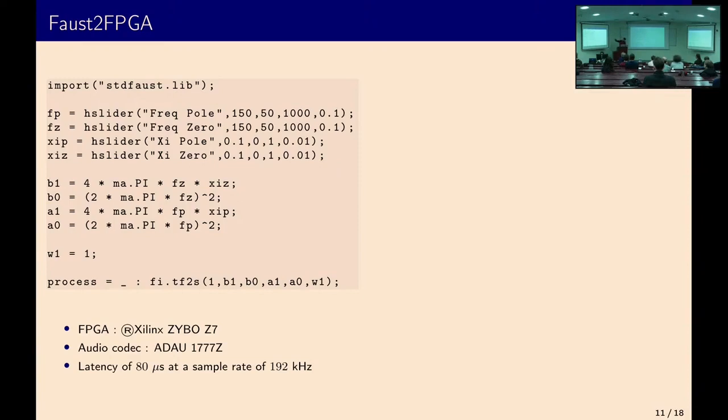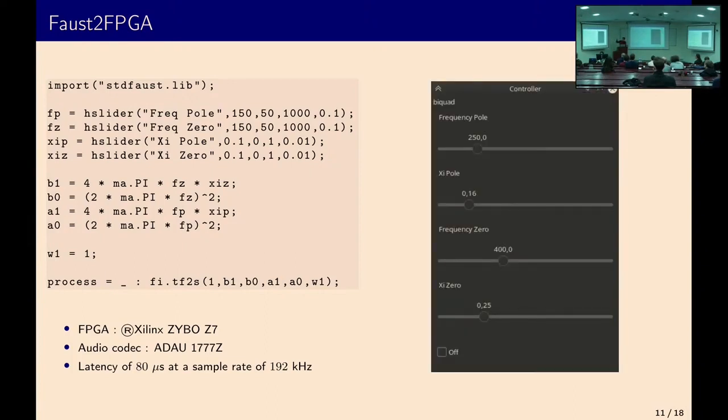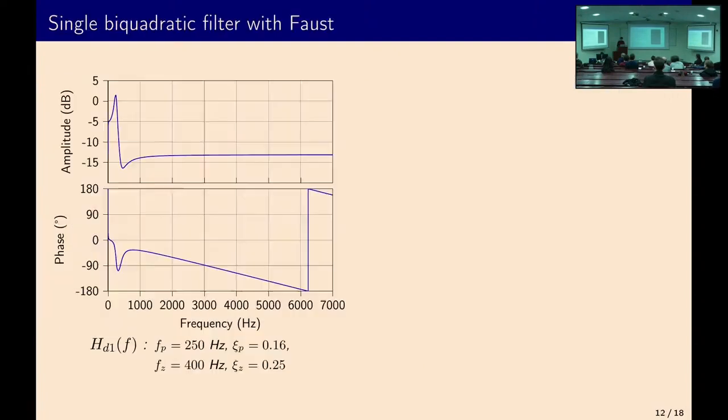And you might have noticed that the frequencies and damping factors are defined using sliders. This is just to get the graphical user interface for the students to actually change the parameters. Okay, so if we take the same example as before, a single backward filter, really similar to the analog one, but this one is digital.